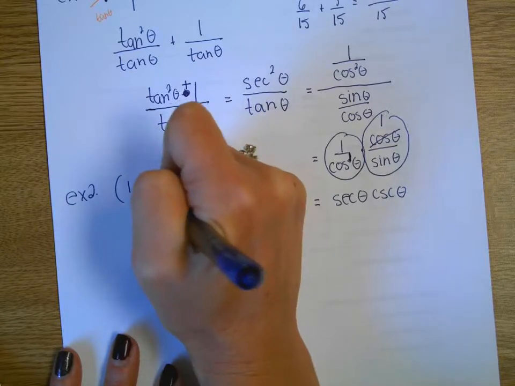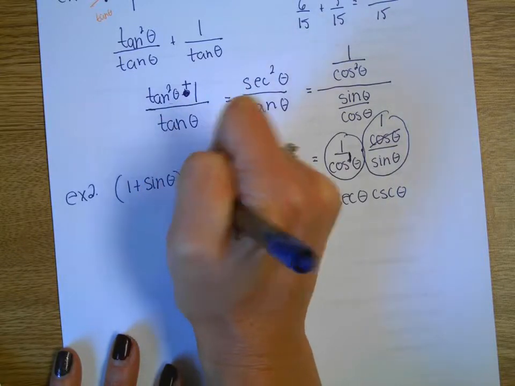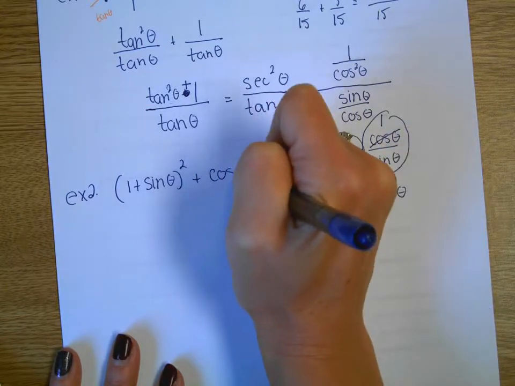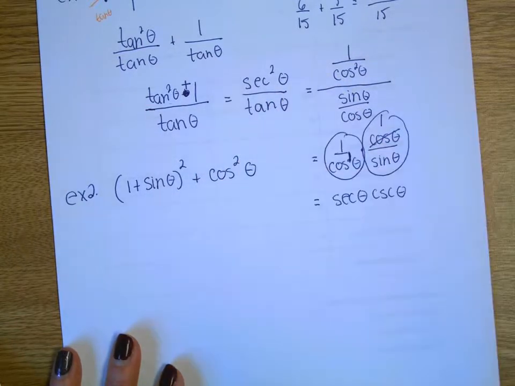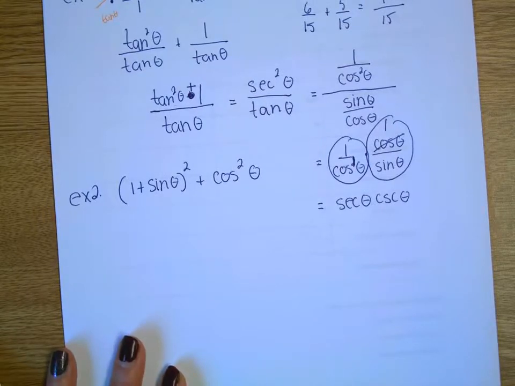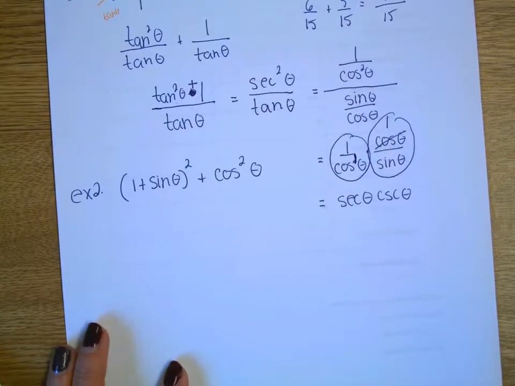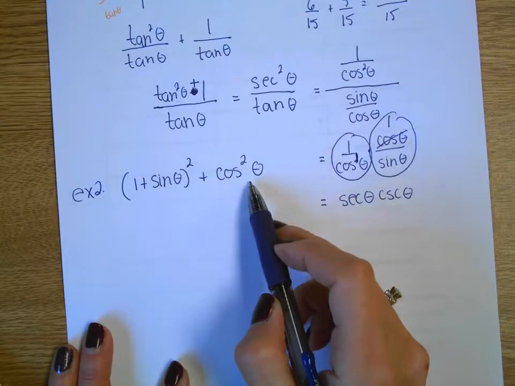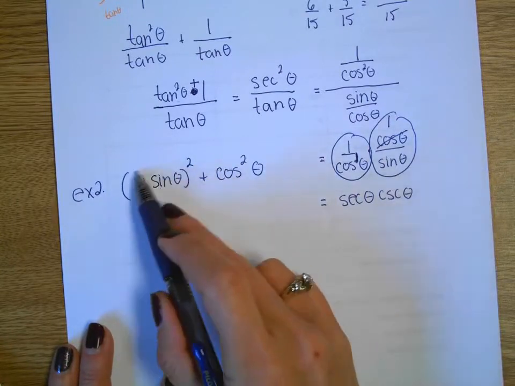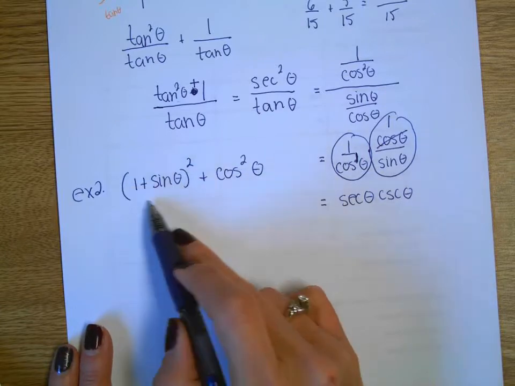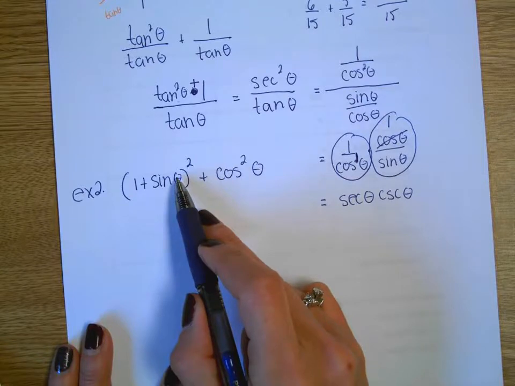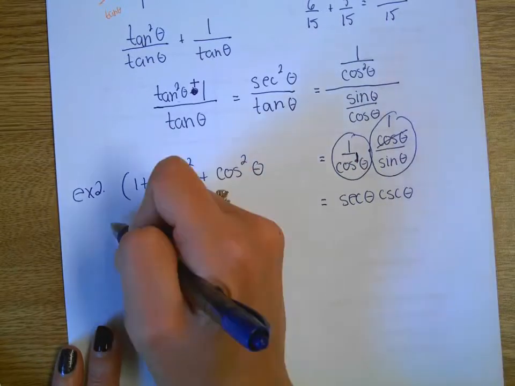1 plus sine squared plus cosine squared. Okay, perform the operation first. That means square this quantity and add cosine squared to it. How do I square a binomial? You do not distribute in, that's not legal. You FOIL. Multiply it by itself.